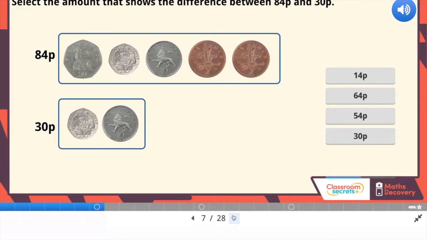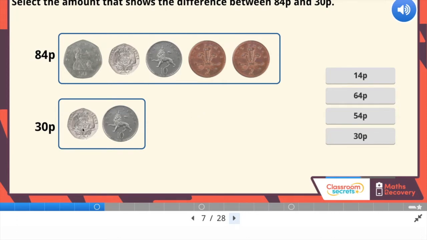Now we're going to select the amount that shows the difference between 84p and 30p. So here 84p has been made with a 50p, a 20p, a 10p, and two 2p's make the 4p of 84. And then there's 30p, which is made out of a 20p and a 10p coin. Select the amount that shows the difference.